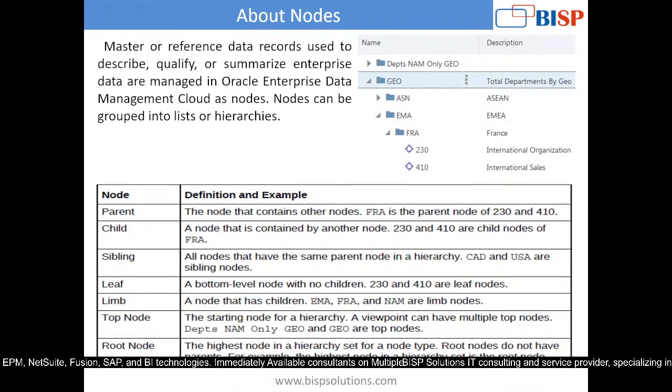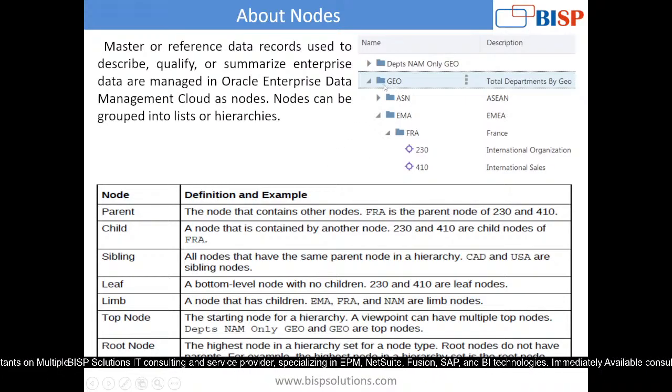So you can see here, this is sort of hierarchical metadata, and nodes. Master or reference data records used to describe, qualify or summarize enterprise data are managed in Oracle EDMCS as nodes. Nodes can be grouped into lists or hierarchies. So I will just let you explain that.